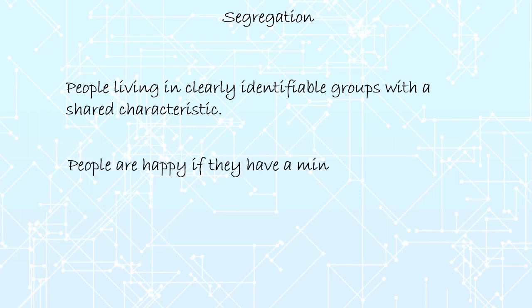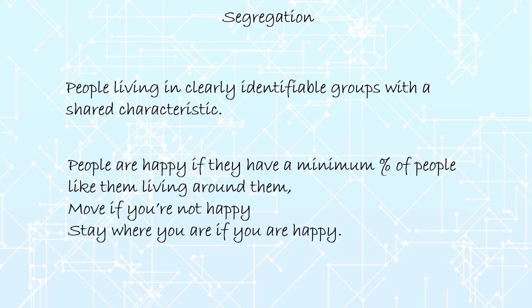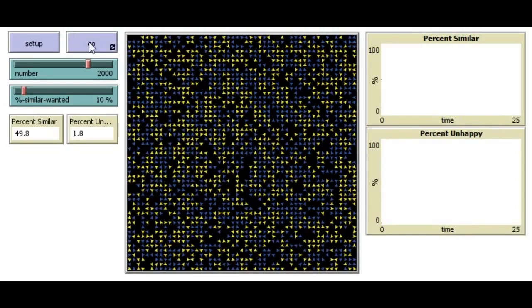People are happy when they have a minimum percentage of people like them living around them. They move if they're unhappy, and they stay where they are if they're happy. At low levels of desired similarity of 10%, the start point is an average similarity level close to 50%. This is no surprise, as there are equal numbers of only two types of people randomly dispersed. There's very little movement, everyone is soon happy, and there is no sign of segregation. The average hardly changes, and is now just over 50%.